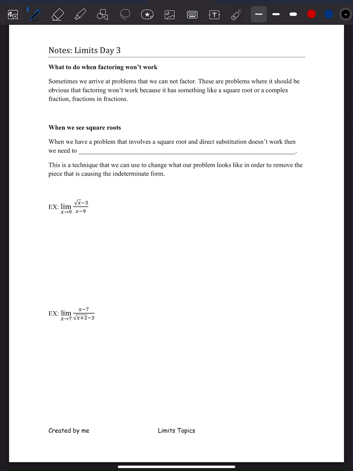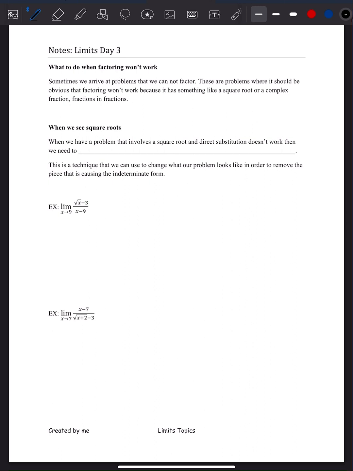So, we're going to be working on what to do when we can't factor. Sometimes we get to problems where we just literally can't factor anything, and we need to figure out what to do. There's a couple different scenarios when this may happen, one of them being when we have square roots. When we have a problem that involves square roots, we want to do something that involves the square root and then direct substitution later.